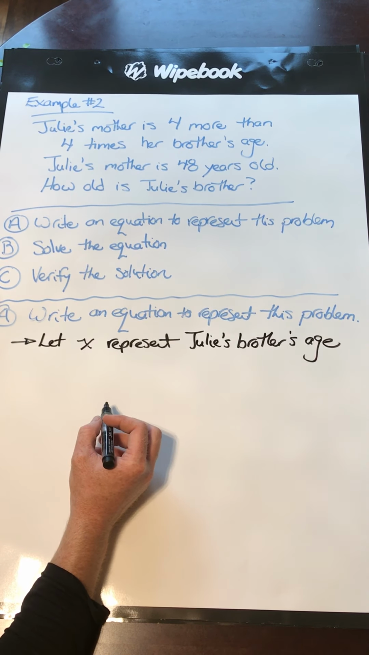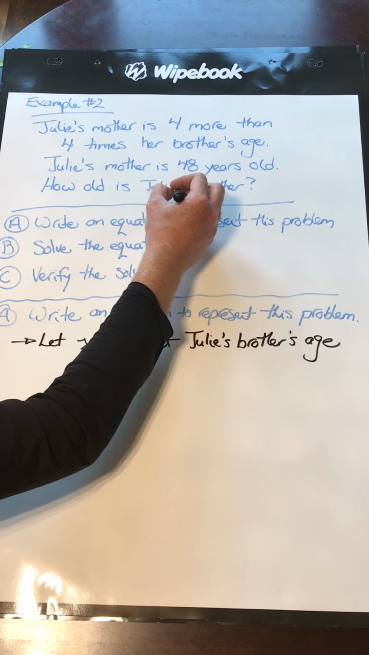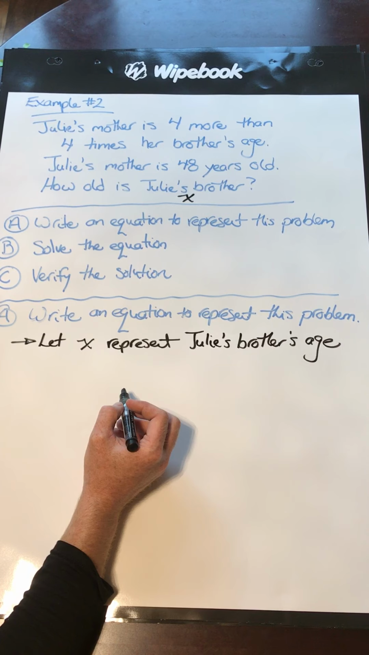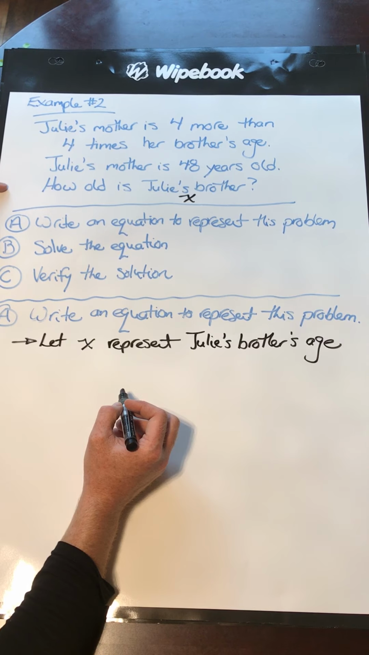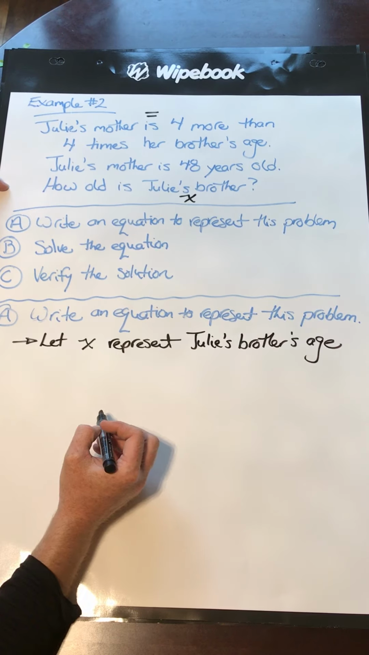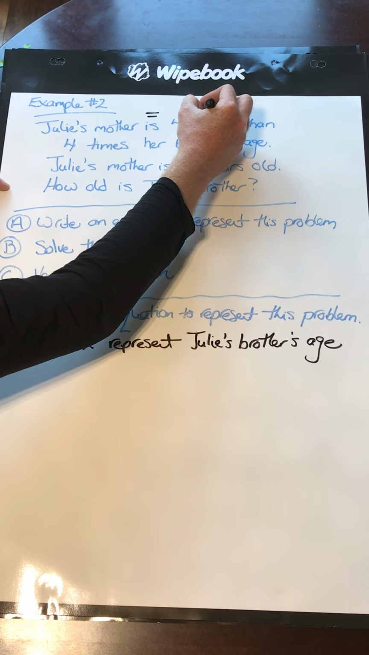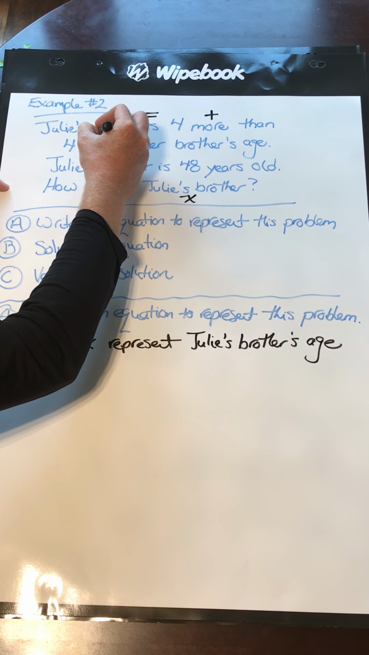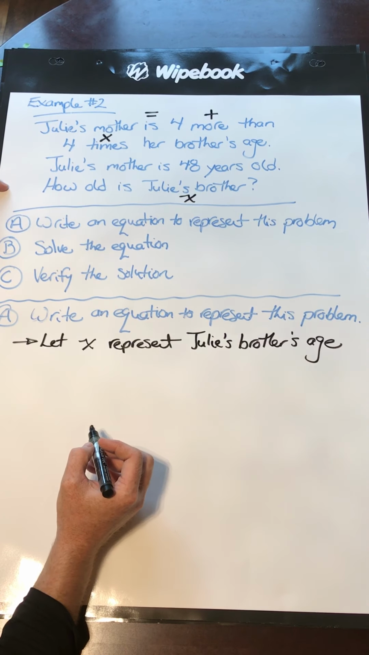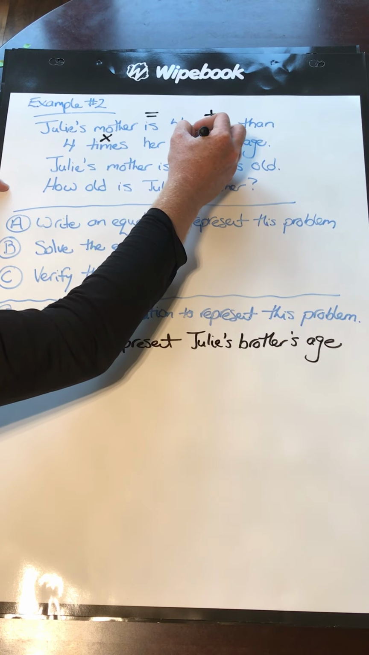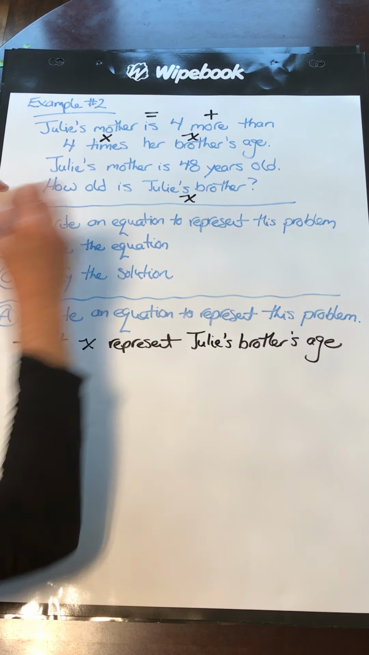Okay, so now we can go in. So this is going to be what x is. All right, so now we can look at this equation again and write on it. Okay, so Julie's mother is, well, we know is means equals. 4 more, well, more means add. Then 4 times means multiplication. Her brother's age, well, we said her brother's age is going to be x, so this is going to be x here, okay, the italicized x.